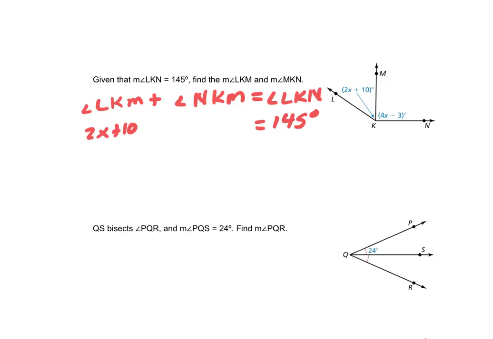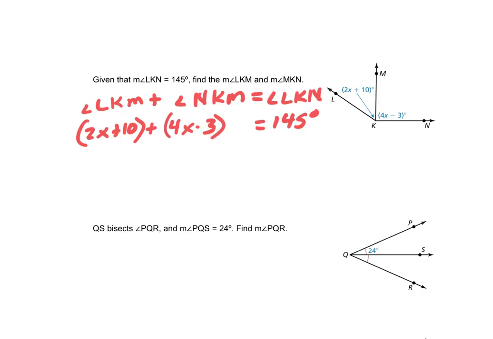MKN, or NMK, or NKM, however you want to write it, is 4x minus 3. So plus 4x minus 3. If you want to put them in parentheses, you can. You don't necessarily have to because they're in parentheses here. The only reason they're in parentheses there is just to show you that it's a degree. It's an angle. Okay, what we're going to do now is we're going to solve this equation.